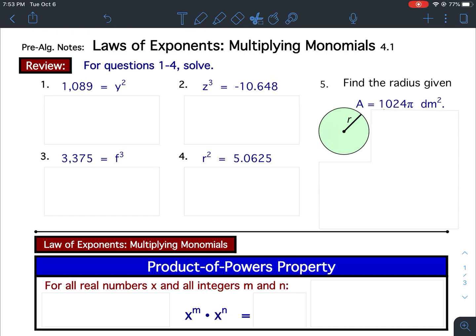Okay, for 1 through 4, you are to solve each equation. Remember, solving an equation, you use the inverse operation. So, if the original problem is a variable squared, the inverse of a square is the square root. If the variable is cubed, the inverse of a cube is cube root. So, for 1 and 2.